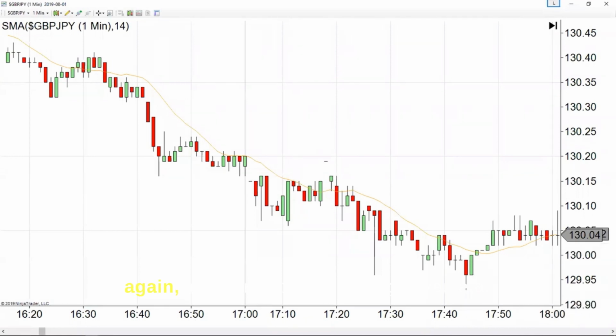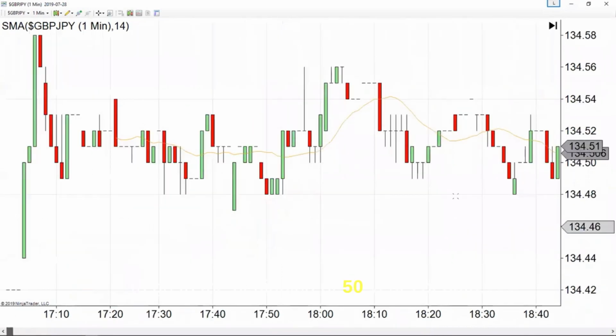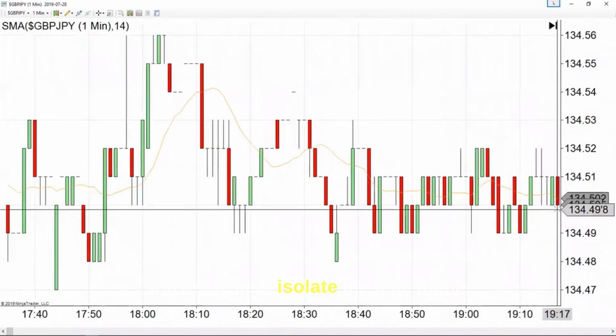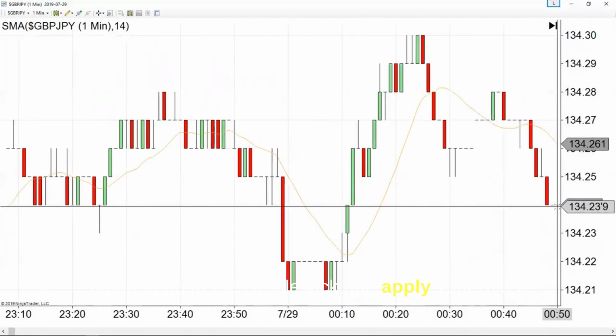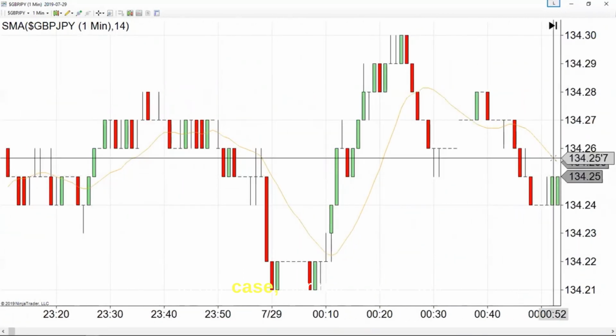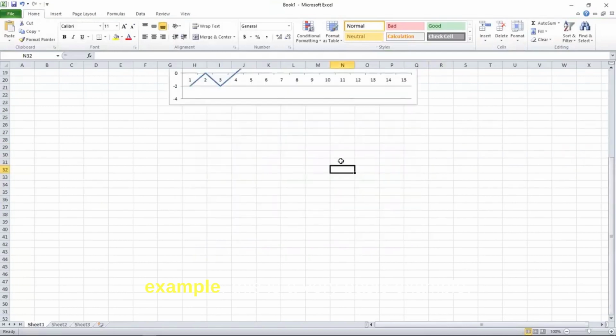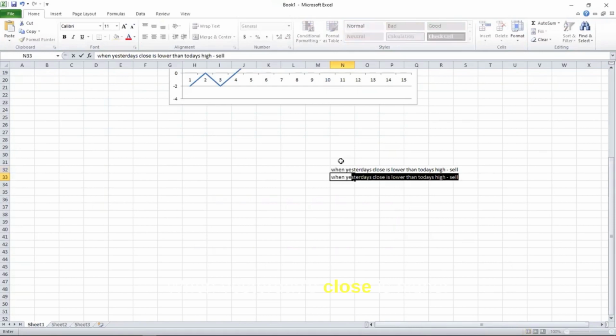So again, in order to build a strategy, you're going to go to the beginning of 50 years of data. You're going to isolate the time frame. In our case, our time frame is 24 hours. And you're going to go to the candlestick and apply your rules. In our case, our rules were, for example, this is a very basic example, when yesterday's close is lower than today's high equals sell. When yesterday's close is higher than today's high equals buy. That's a simple strategy. Target 2, stop 2.